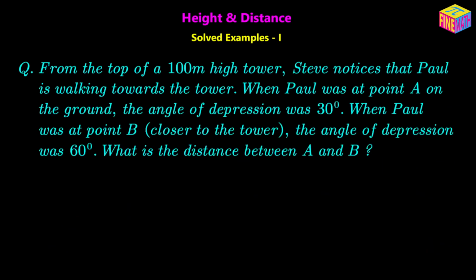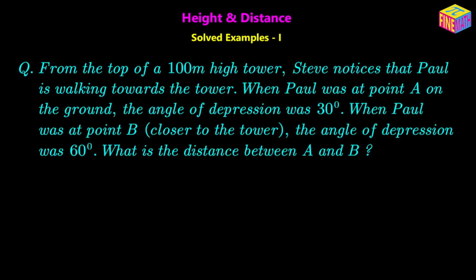Let's have a look. The question says, from the top of a 100-meter high tower, Steve notices that Paul is walking towards the tower. When Paul was at point A on the ground, the angle of depression was 30 degree. That means the angle of depression from the top of the tower was 30 degree when Paul was at point A on the ground. When Paul was at point B, which is closer to the tower, the angle of depression was 60 degree. What is the distance between A and B?